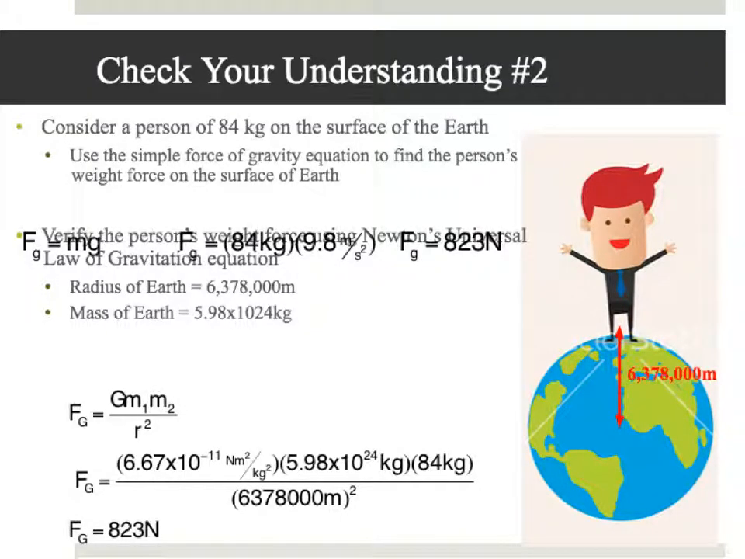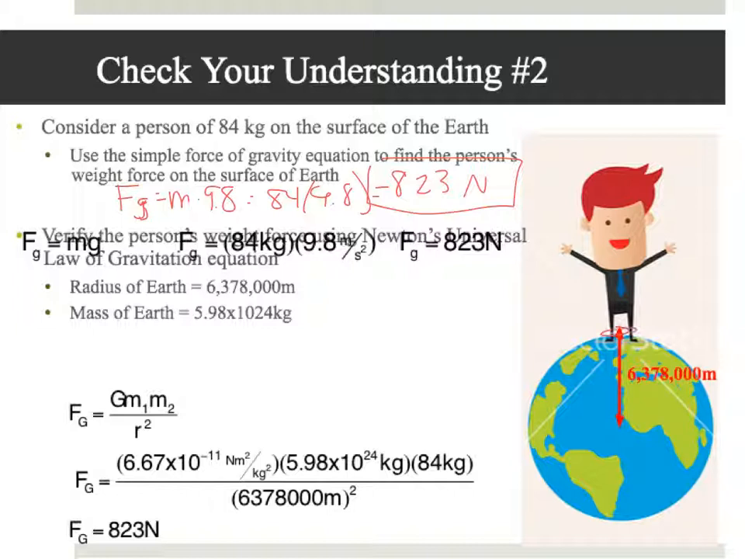All right, sorry this is a little off, but consider an 84 kilogram person standing on the surface of Earth. Let's use the simple force of gravity equation to find that person's weight force. If we remember, that was just Fg equals mass times g, times 9.8. So if we do an 84 kilogram person times 9.8 meters per second squared, we get 823 newtons. That's their weight here on Earth, that force of gravity pulling on them. Now what we want to do is do the same thing using our big G equation.